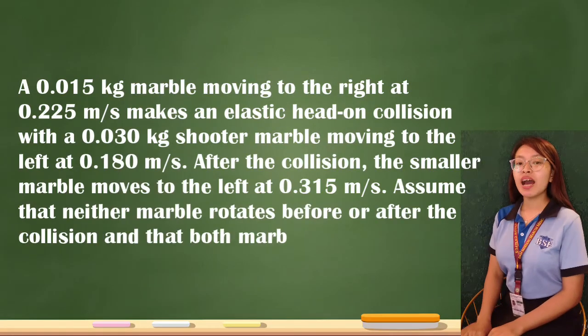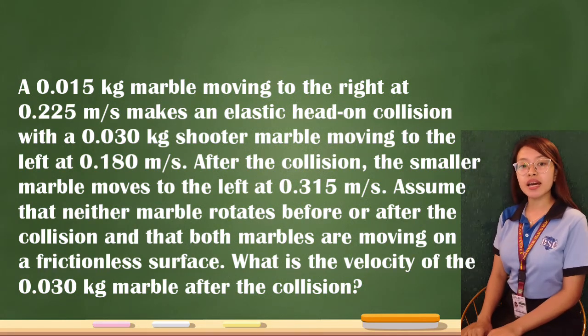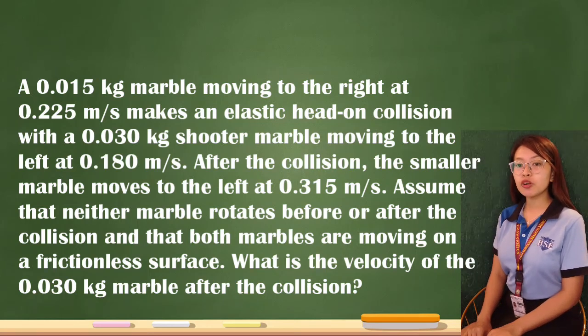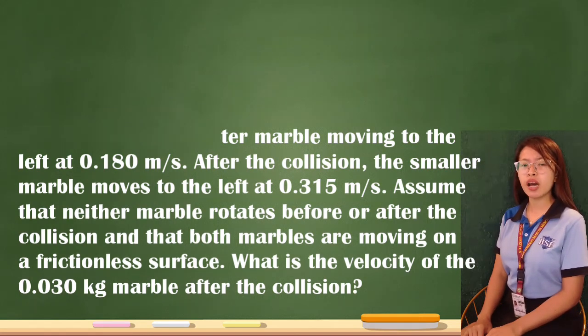For example, a 0.015 kg marble moving to the right at 0.225 meters per second makes an elastic head-on collision with a 0.030 kg shooter marble moving to the left at 0.180 meters per second. After the collision, the smaller marble moves to the left at 0.315 meters per second. Assume that neither marble rotates before or after the collision and that both marbles are moving on a frictionless surface. What is the velocity of the 0.030 kg marble after the collision?